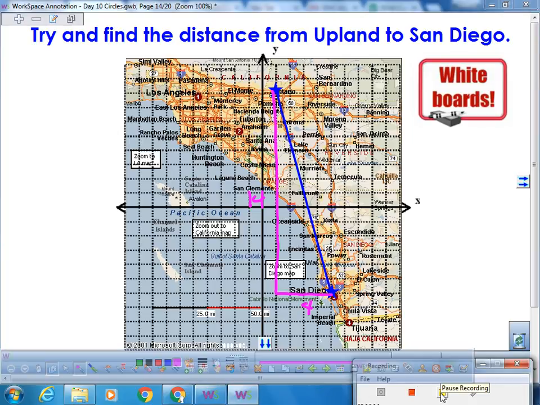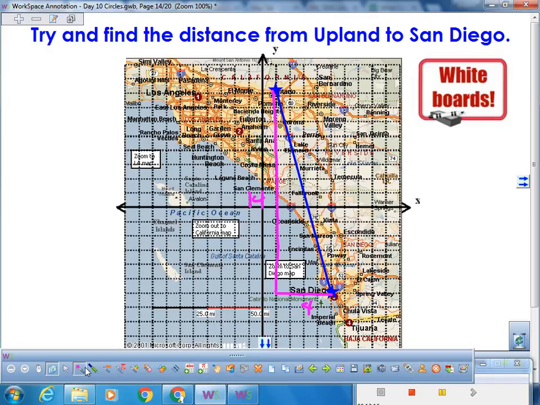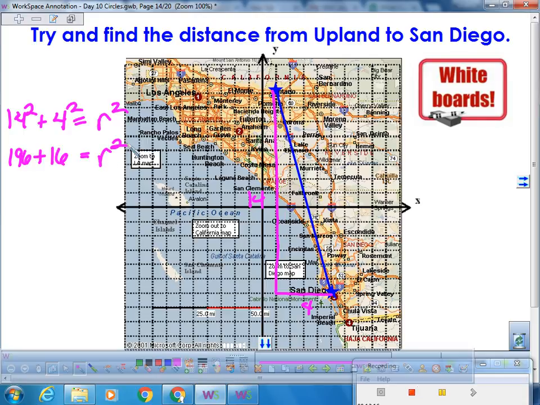Alright, so I think we're still at 100%. So 14 squared plus 4 squared equals r squared. This is 196 plus 16 equals r squared. What'd you get here? 196, 212 equals r squared. Take the square root of both sides, and you guys got approximately 14.5 or 14.6. All right, yeah.